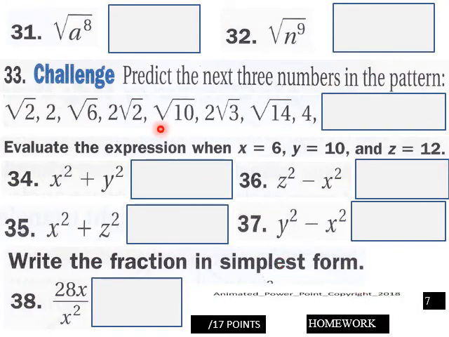Then page 7, continuing here, simplest form, simplest form. Then you have a challenge here. And then 34, 35, 36, 37, evaluate the expression with these values. Then for 38, write the fraction in simplest form. It's 17 points here for page 7.